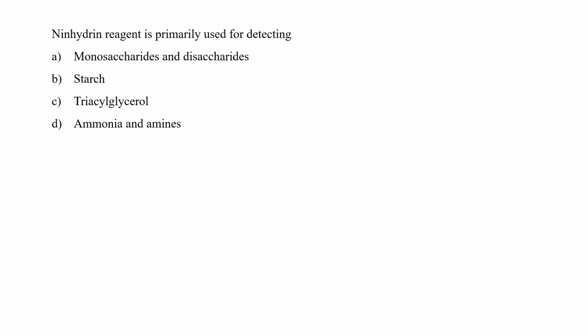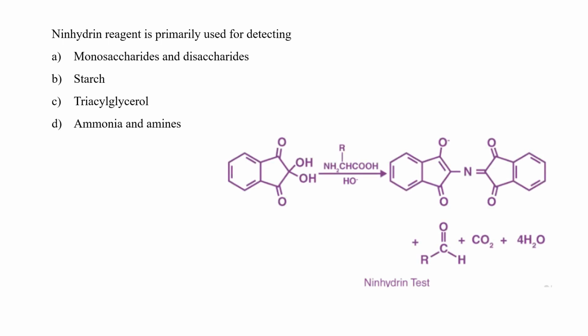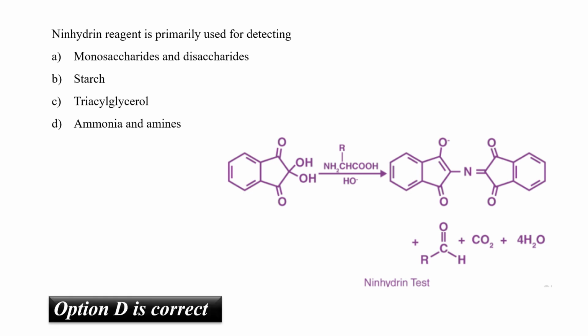The next question is, ninhydrin reagent is primarily used for detecting. Ninhydrin is a chemical test that is used to check whether a given analyte contains amines or alpha amino acid. In this test, ninhydrin is added to test solution of the analyte. The development of deep blue color indicates the presence of ammonia, primary or secondary amines, or amino acids with free amino group in the analyte. So the correct answer here is option number D, ammonia and amines.